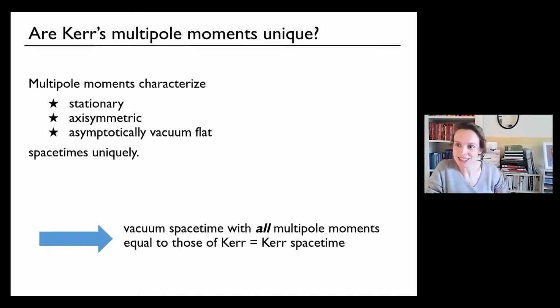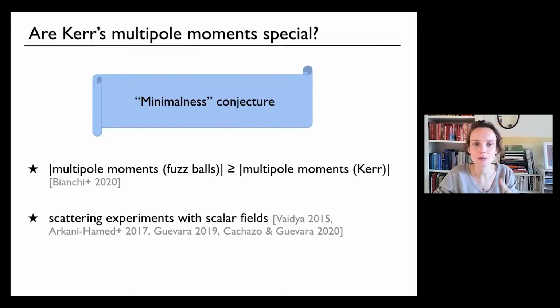As a general relativist, someone who really loves the Kerr spacetime, it's such a beautiful, and to some extent simple, solution to GR, right? You don't want the multipole moments to just be unique, in fact, you want them to be special in some sense. And this has motivated some people to put forward this minimalist conjecture: the idea that the multipole moments of Kerr aren't just unique, but special, in the sense that if you compare the multipole moments of any other object, they're always going to be larger than those of Kerr. Of course, when you take the absolute value.